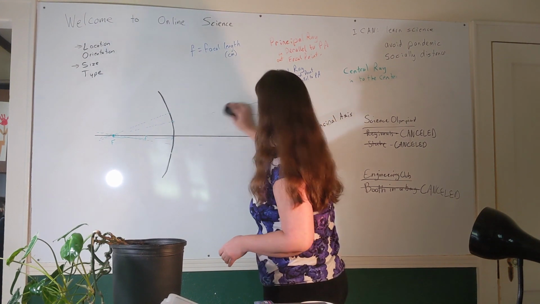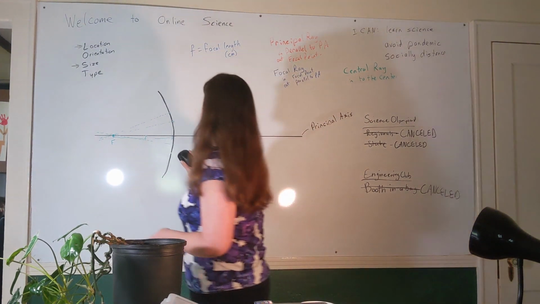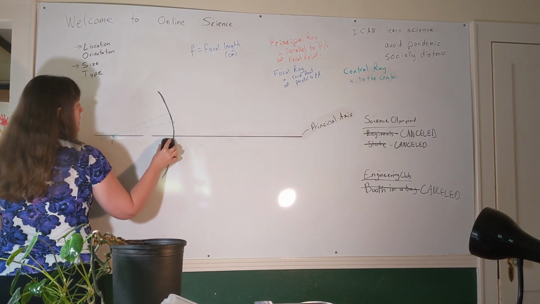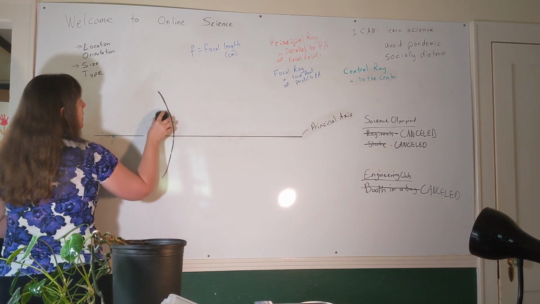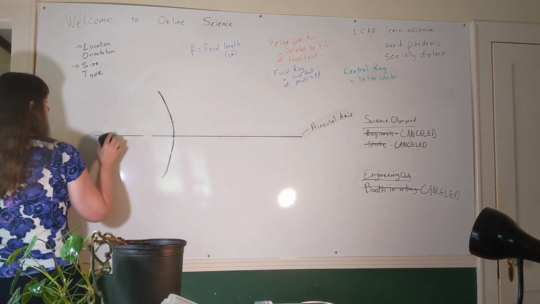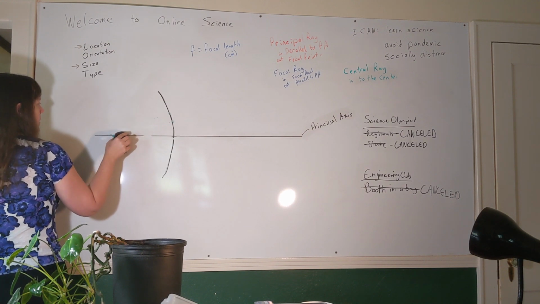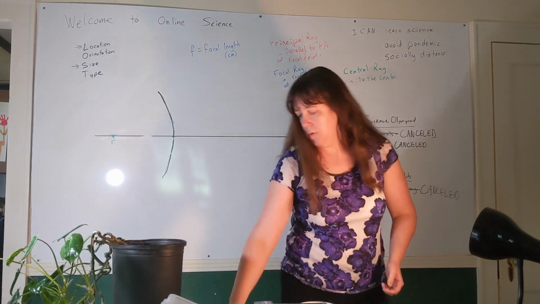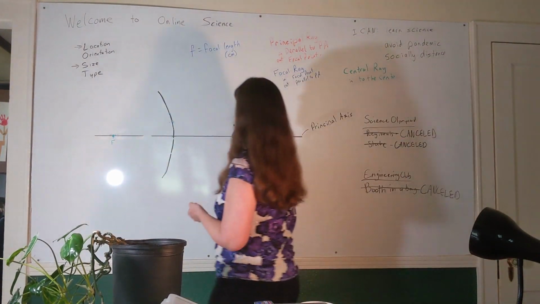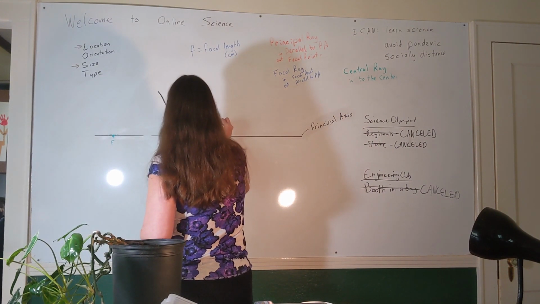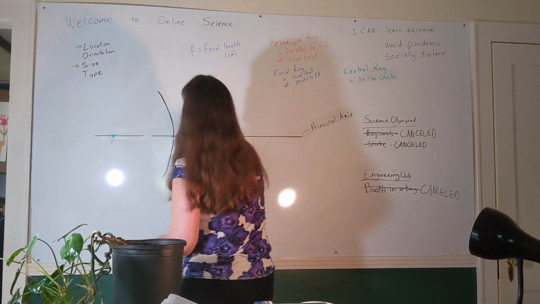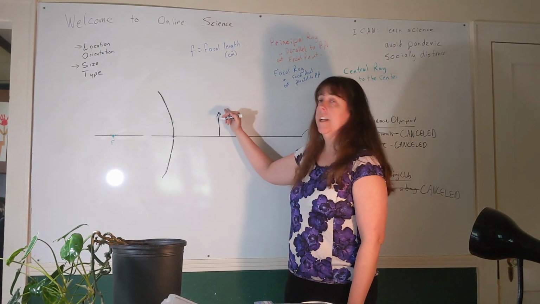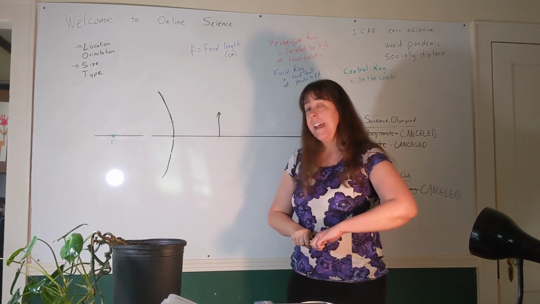So let's get rid of our sample lines here, and let's figure out what happens when we have an object whose image we're trying to find. All right. So I'm going to make myself an object, I don't know, here. Here's my arrow on top. If I were going to do the math with this, I would measure the object distance and the object height, but I'm not going to do either of those today. I am going to draw my light rays.